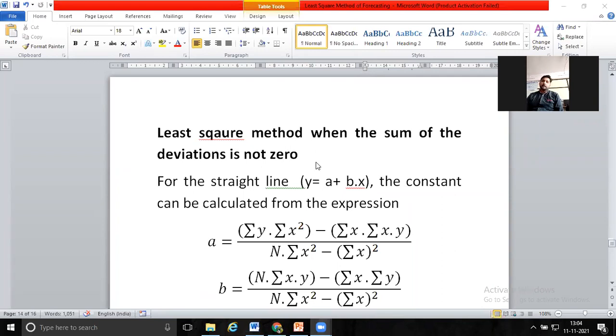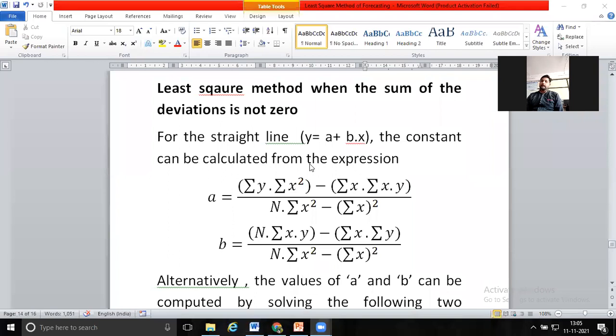or we can say the constants a and b values. If the sum of the deviation is not equal to 0, in that case it is somewhat difficult to determine the unknown constants, that is nothing but a and b in the line equation. So in that case we have to use these two formulas to determine a and b values.